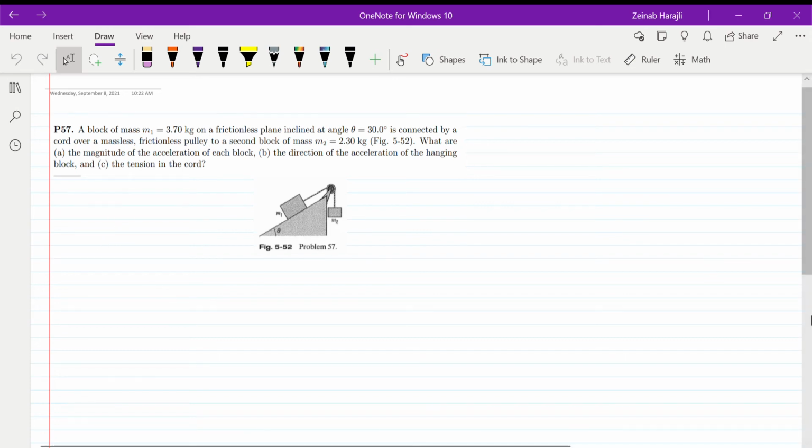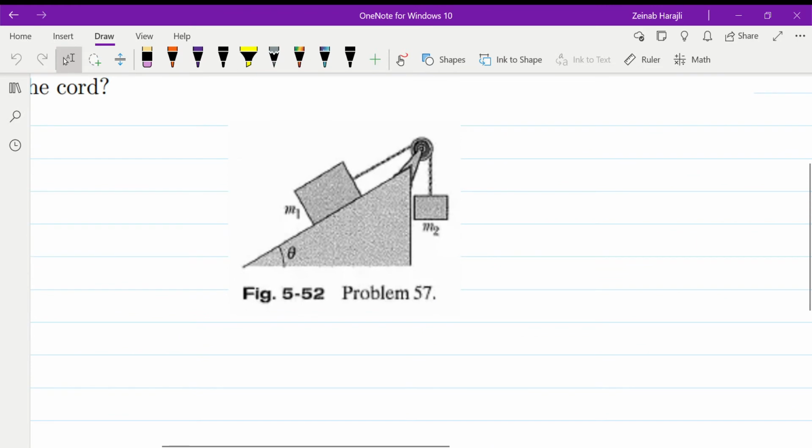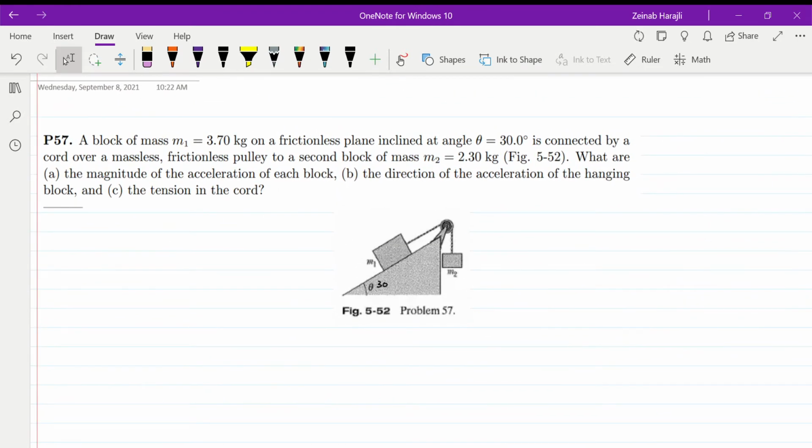Okay, in this problem we are given a system of two masses. The first mass M1 is lying on a frictionless plane, which is inclined at an angle of 30 degrees. And this mass is connected to another box of mass M2, which is hanging over a massless frictionless pulley. We want to find the magnitude of the acceleration of each block.